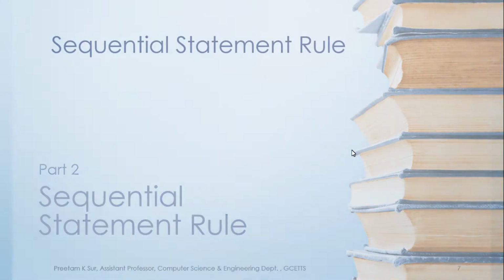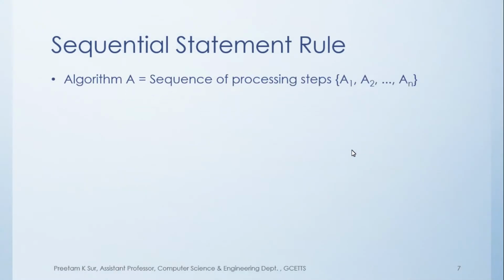Okay. So the sequential statement rule can be applied on an algorithm or a part of an algorithm where the instructions are only sequential instructions. Okay, it means that the instructions in that algorithm or that part of the algorithm are sequential in nature. Okay, there is no branching or no looping.